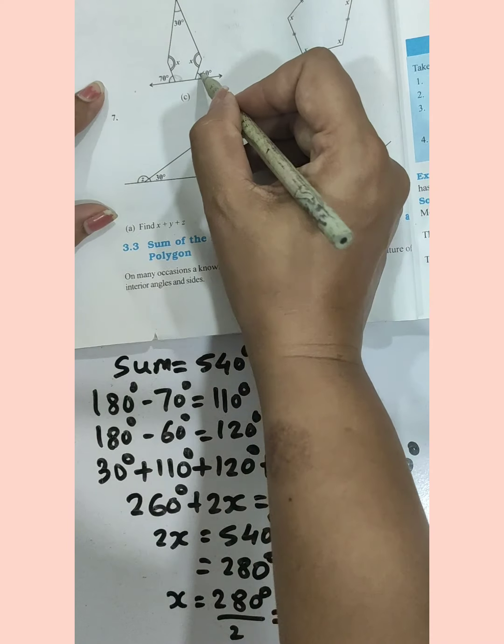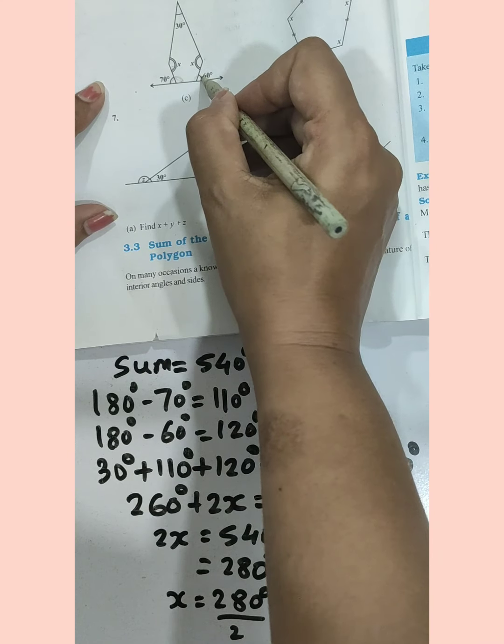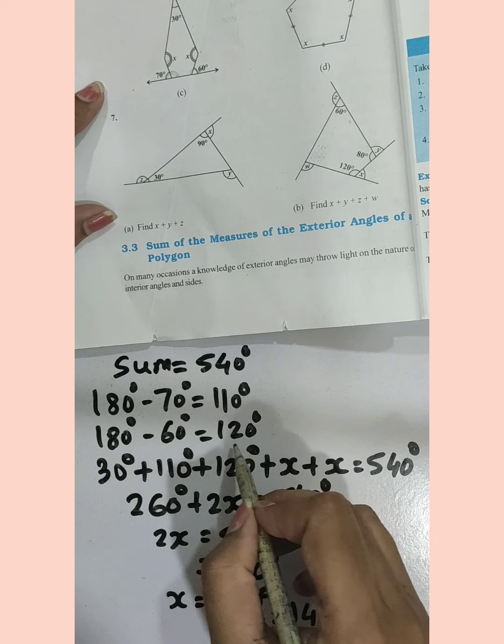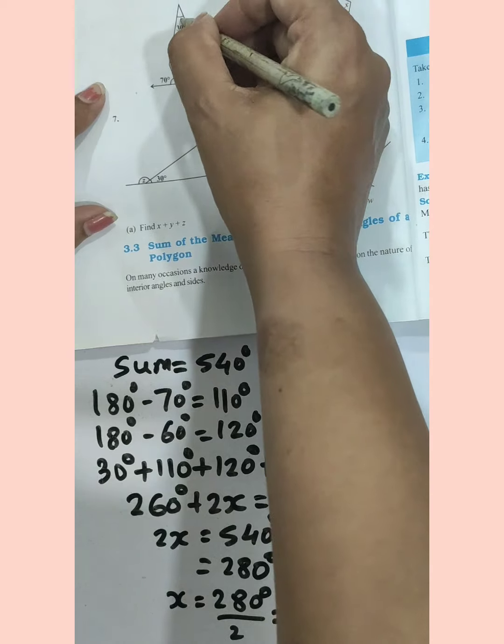Similarly, this angle is also forming a linear pair. So if I subtract 180 minus 60, I'll get 120. So now I have all these three angles.